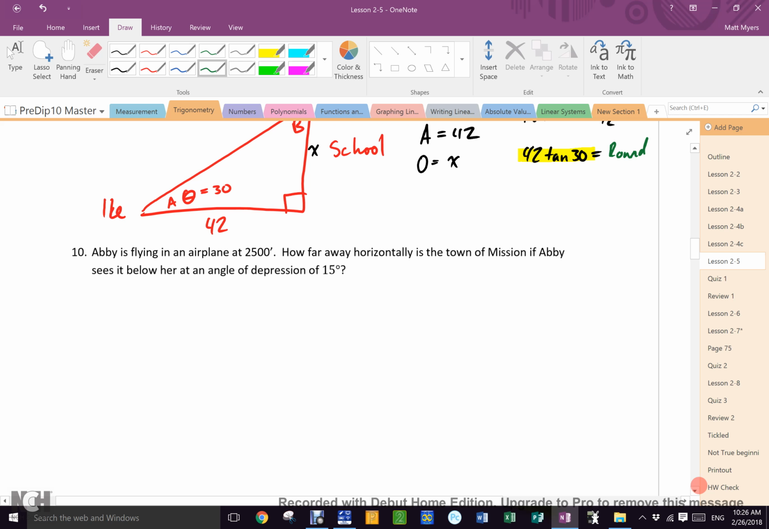Abby is flying in an airplane at 2,500 feet. Okay? Where would you draw the beginning of this triangle? Up in the air, near the top.